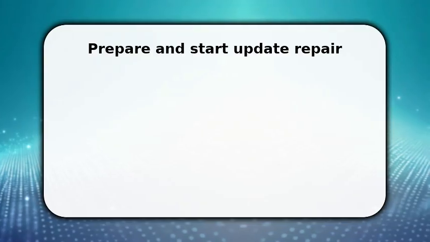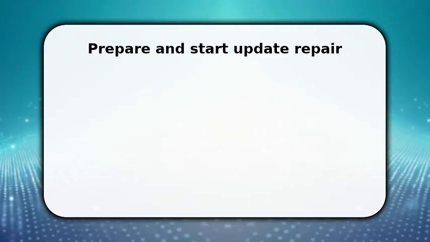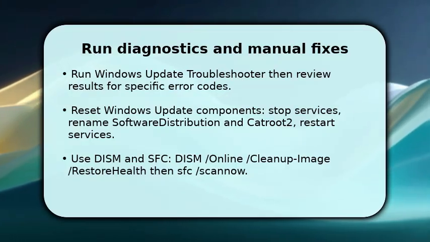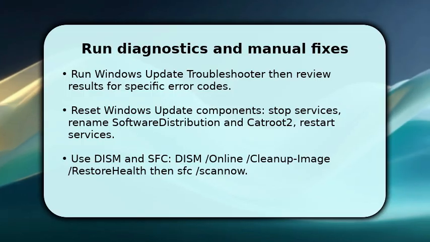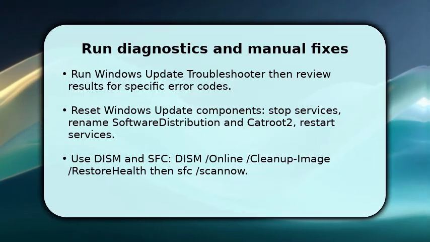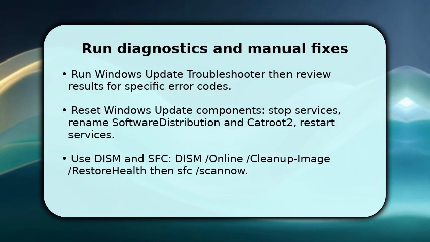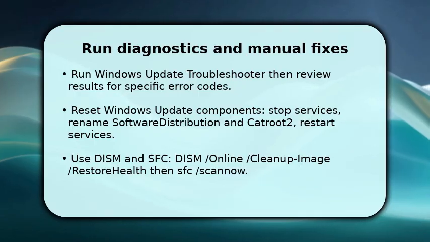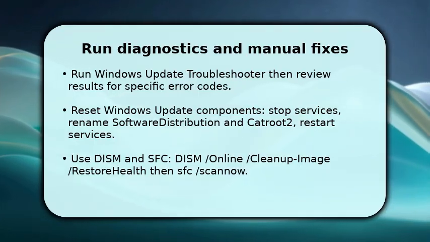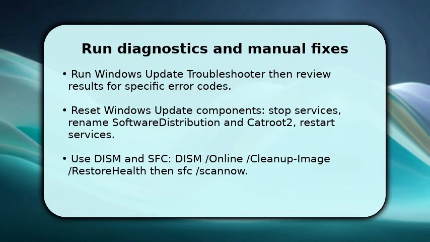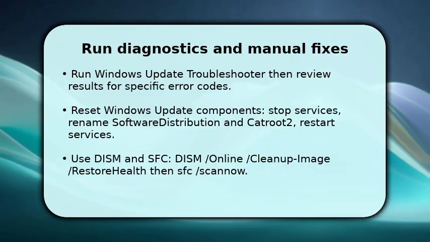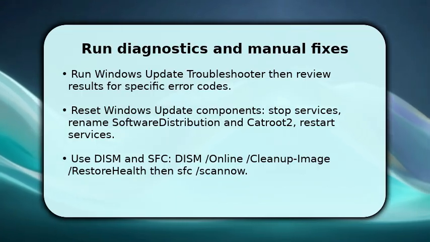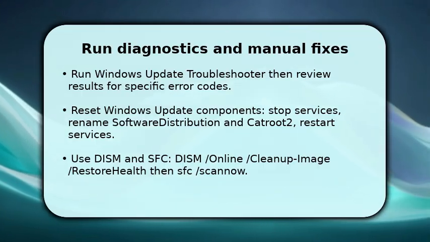Now you move into diagnostic and hands-on fixes. Run the Windows Update troubleshooter and note any error codes. This guides the next steps. If problems persist, stop Windows Update services, rename SoftwareDistribution and catroot2 folders to force fresh update files, and restart services. After that, run DISM to repair the component store and then SFC to fix system files. These commands address corruption that blocks cumulative updates. Make sure to run DISM first, then SFC.